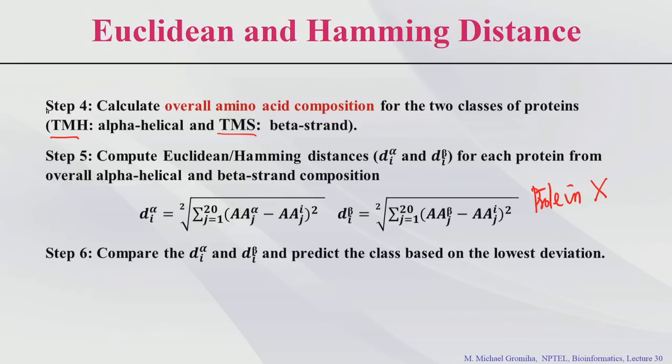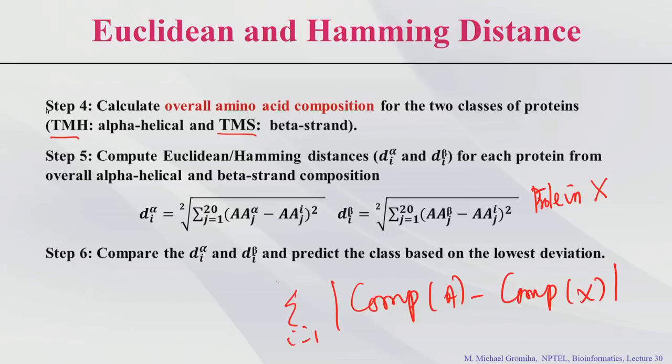You can use either the Euclidean distance or the Hamming distance. So, what is the Hamming distance? How do you calculate it? It is the difference: composition of A minus composition of X, summed over i equal to 1 to 20. Take the set of proteins, the composition of the whole set A, and for any X, i equal to 1 to 20. You do it for the 20 residues, take the absolute values of the differences, and sum them.